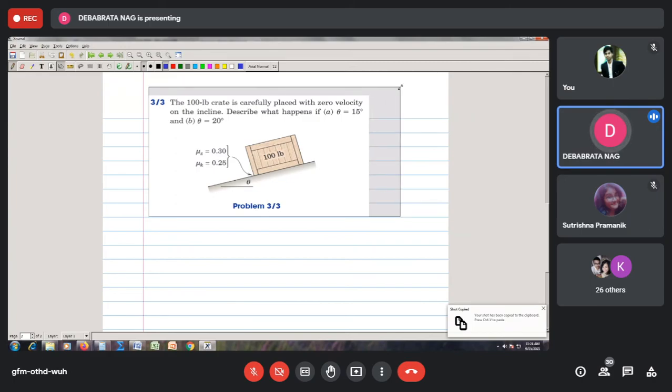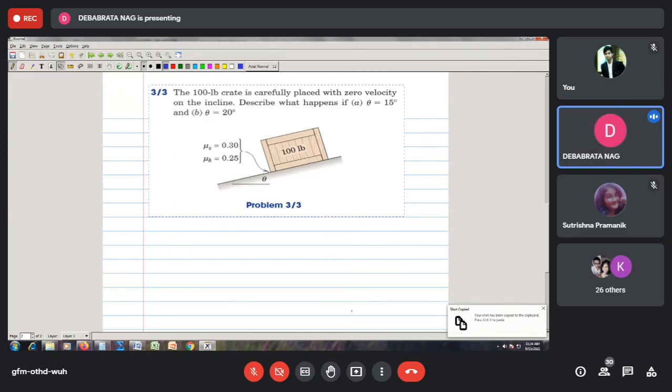I think it is visible to everyone. It is being given again. This is unfortunately the SI system, but don't worry about the unit. It is given as a 100-pound crate. So if you are to solve this problem in FPS units, as you know, the g value is to be taken as 32.2 feet per second square. So that is the value of g in FPS.